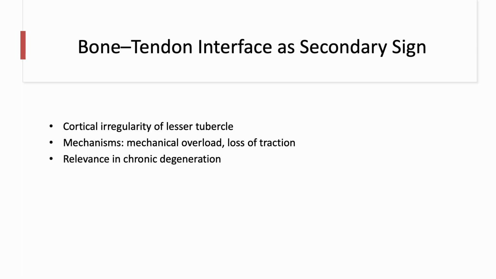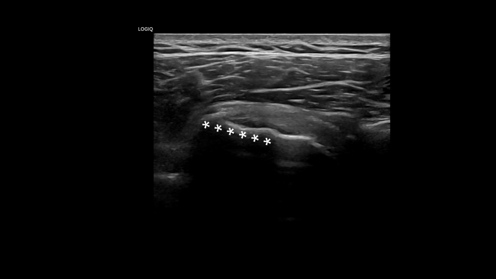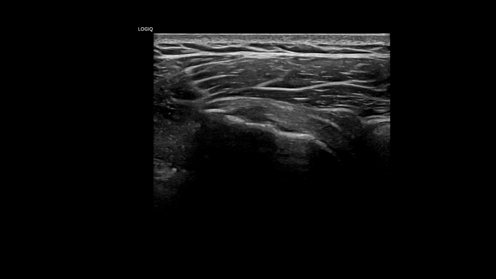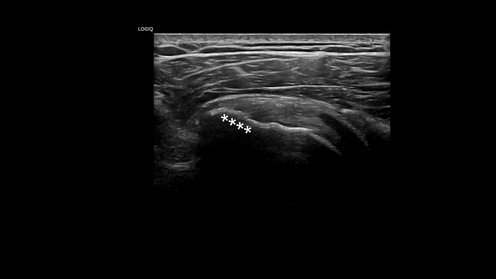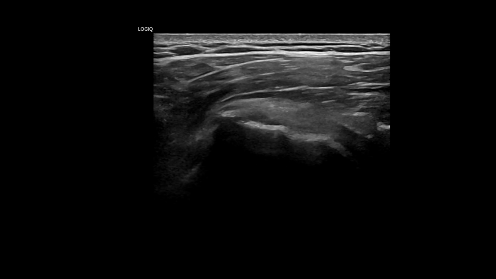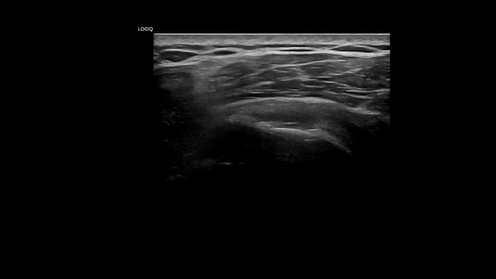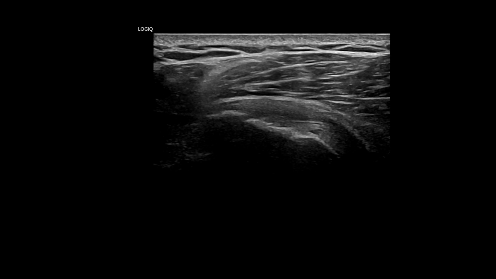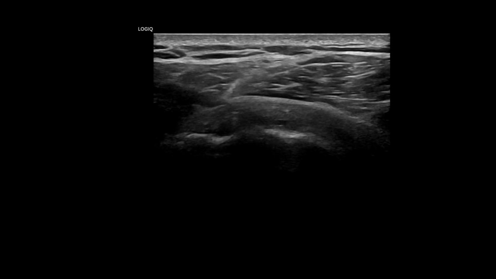Next, let's consider an important secondary sign in assessing subscapularis tendon pathology, the bone-tendon interface, specifically at the insertional footprint. This region, where the tendon anchors into the humeral head via a fibrocartilaginous layer and cortical bone, often reflects the chronicity and mechanical history of the tendon. While primary signs like echotexture and tendon thickness directly show tendon integrity, subtle changes in the underlying bone can serve as indirect indicators of long-standing disease.